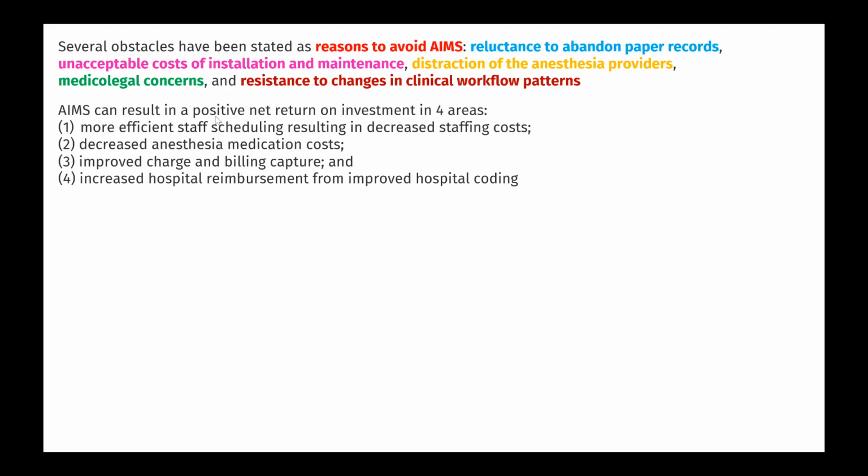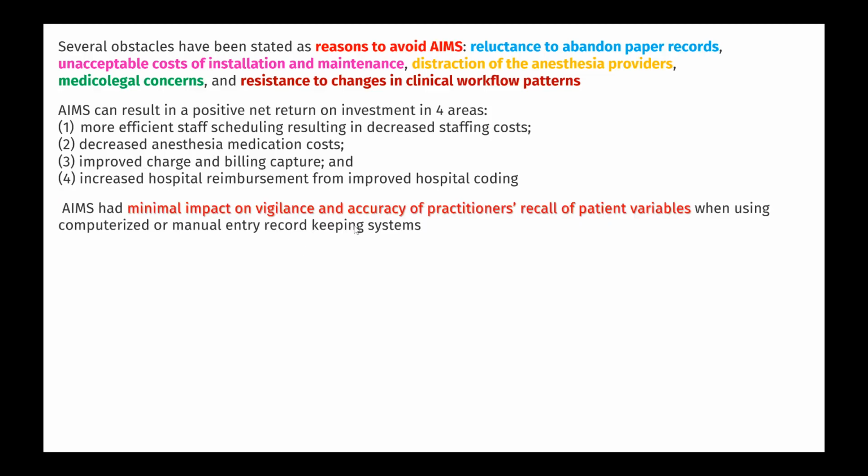And AIMS can result in positive net return in 4 areas. One is the most efficient staff scheduling, resulting in decreased staffing costs, decreased anesthesia medication costs. So when all the medications are being recorded, how much is given, you will easily know that in some cases you have administered excessive medication. You can cut down on that and improve charge and billing capture, and increase hospital reimbursement from improved hospital coding.